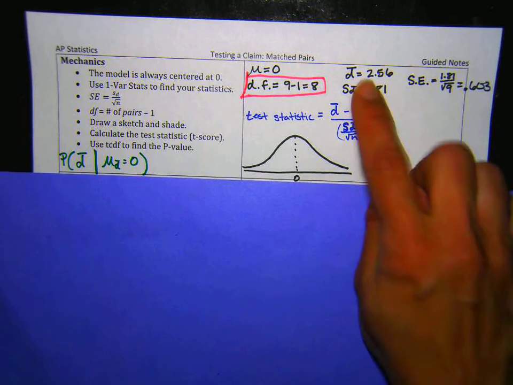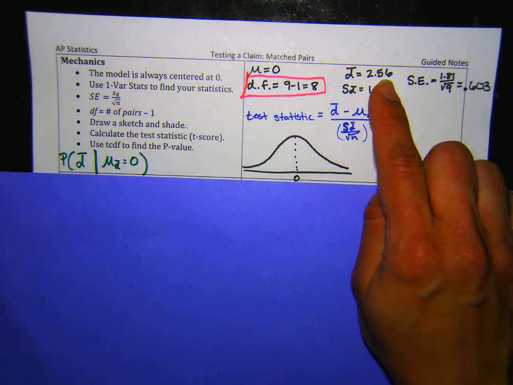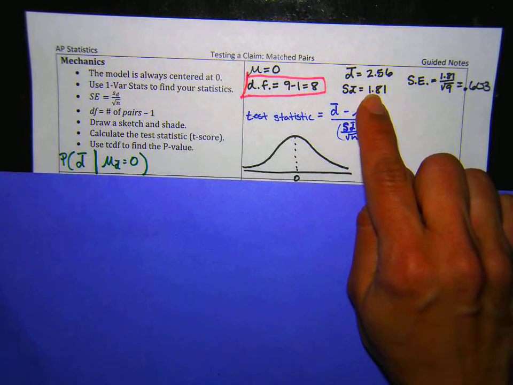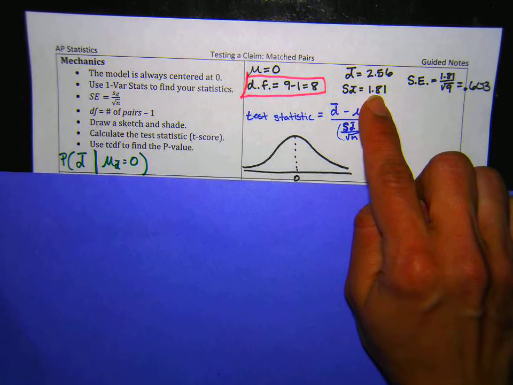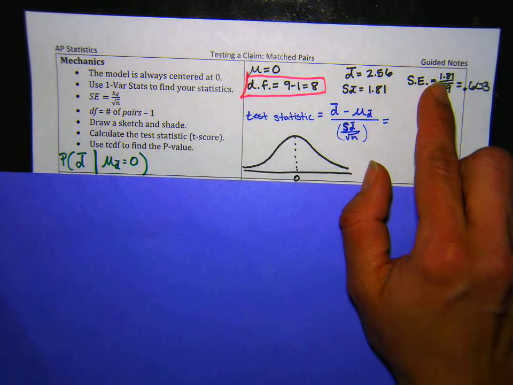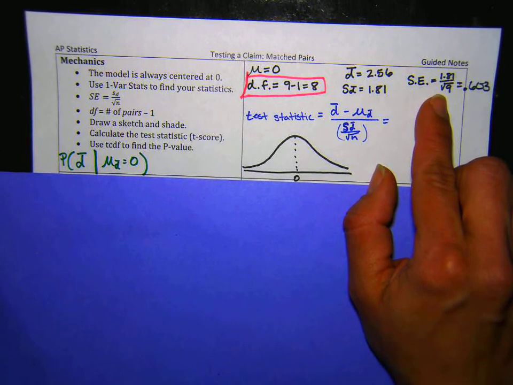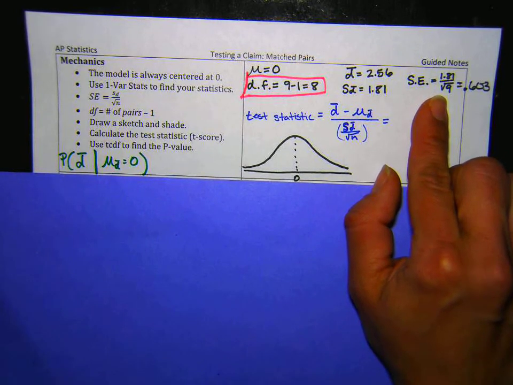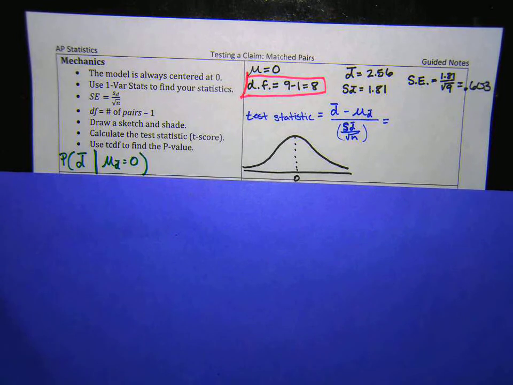Our sample data gave us a mean of 2.56. Our sample standard deviation is 1.81. And then our standard error for our sampling distribution is going to be 1.81 divided by the square root of n. From here, we're going to calculate our test statistic, which is a t.